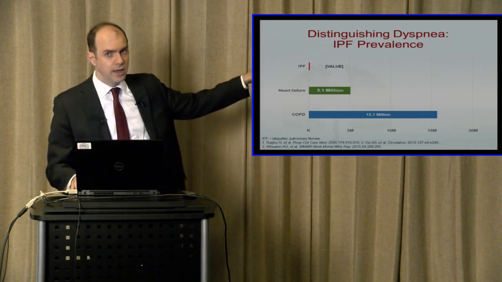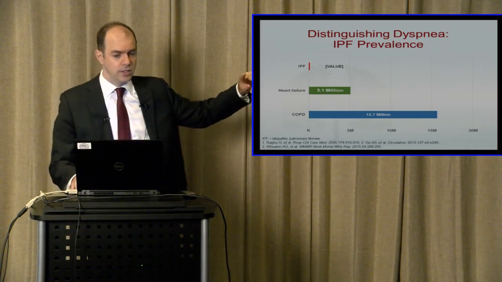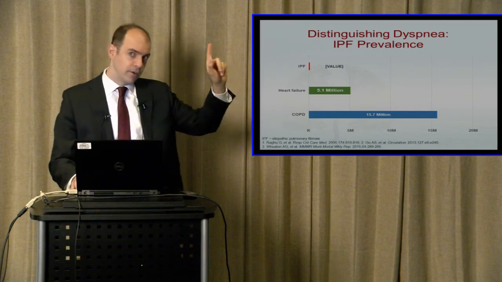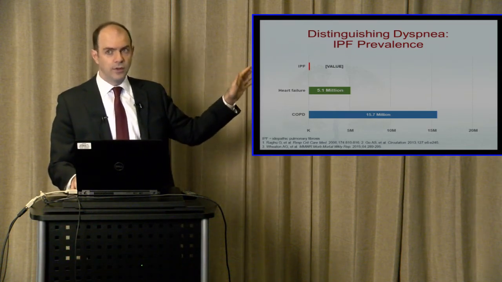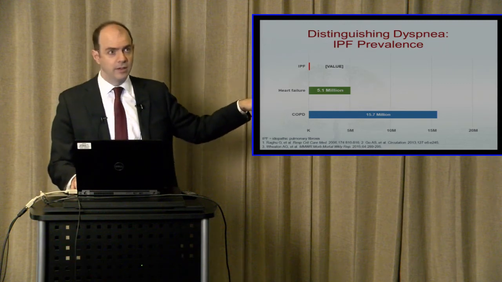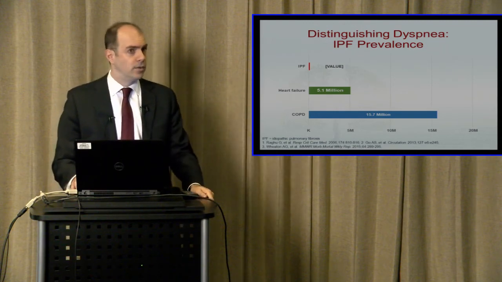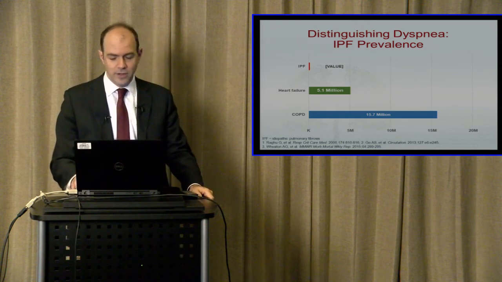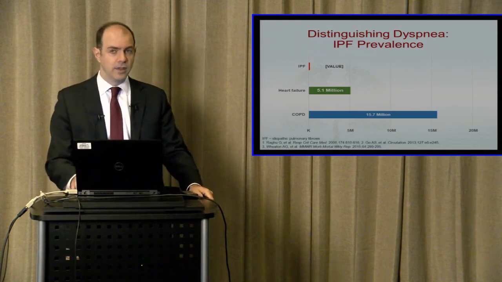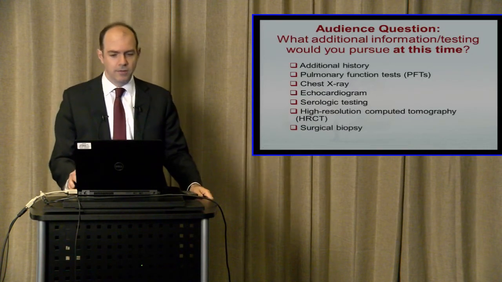And here we've used the abbreviation IPF, which is idiopathic pulmonary fibrosis, one of the interstitial diseases. Of course, those folks are much less common than, say, having heart failure or COPD, where there are many more people. So your patients with dyspnea are more likely to have heart failure, COPD, and asthma rather than IPF, but it's important to keep on the differential.